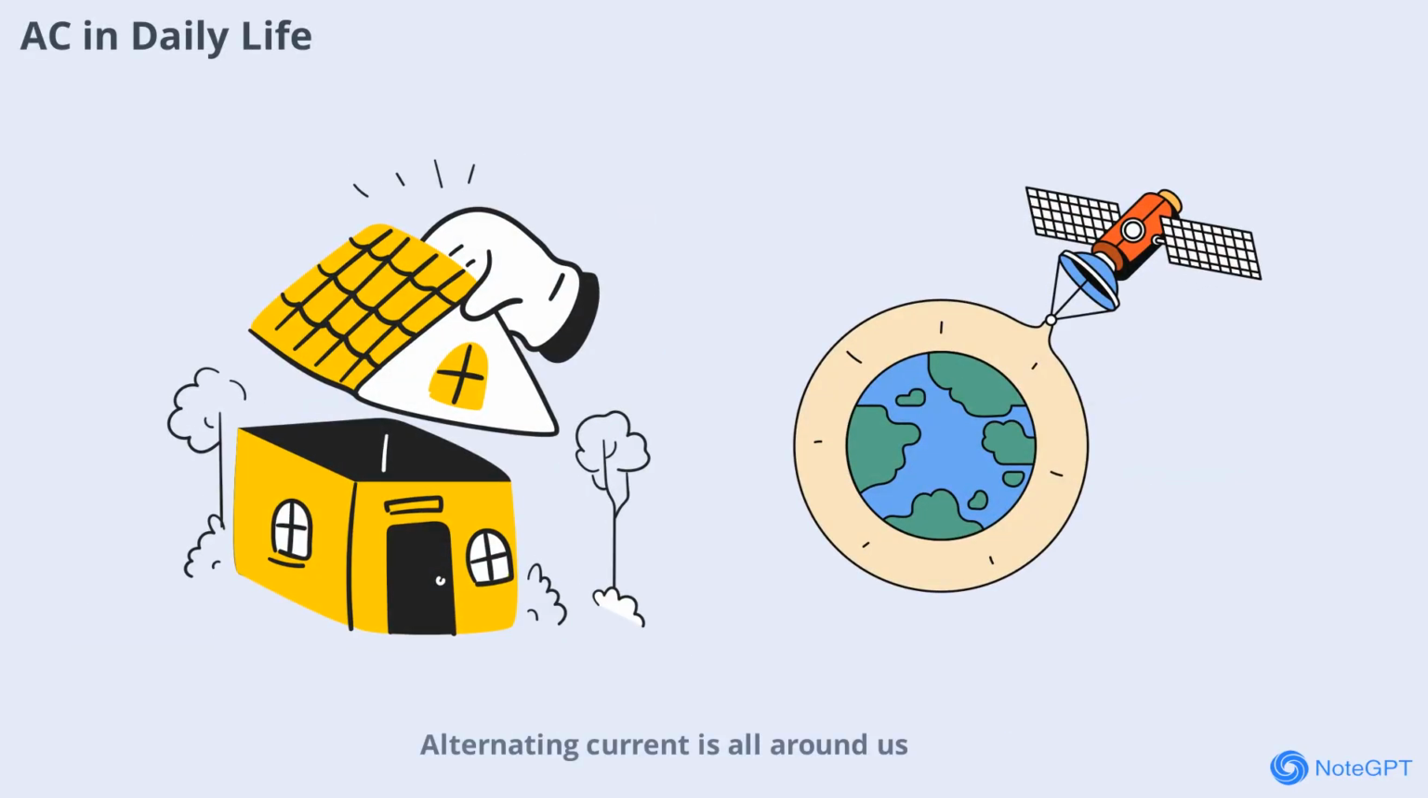Alternating current is all around us. From the lights in our homes to the appliances we use every day, AC powers most of our modern conveniences. It's used in everything from refrigerators and air conditioners to televisions and computers. The ability to easily convert AC to different voltages and its efficiency in transmission make it the backbone of our electrical systems. Recognizing where AC is used helps us understand its significance in our daily routine.